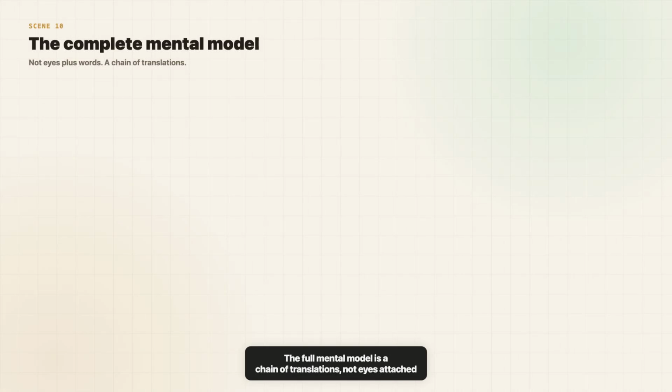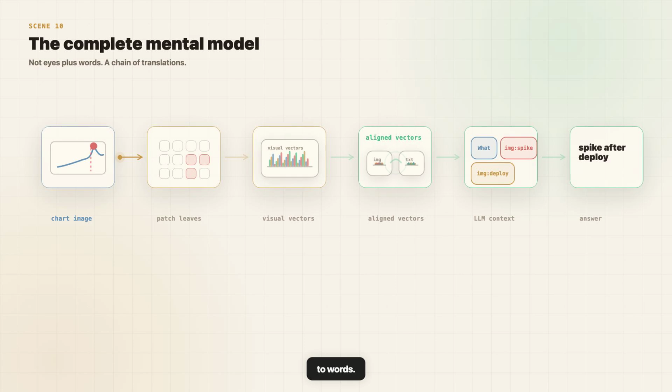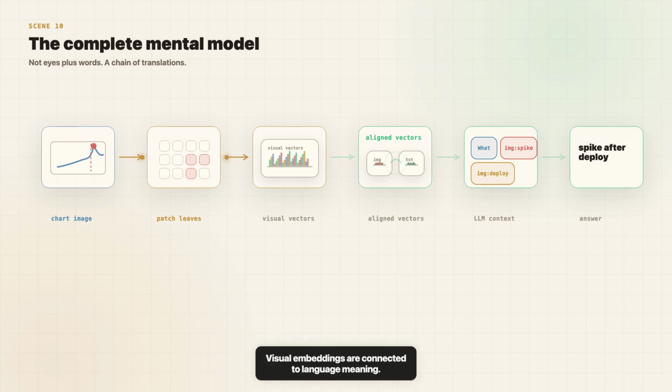The full mental model is a chain of translations, not eyes attached to words. The chart becomes patches. Patches become visual embeddings. Visual embeddings are connected to language meaning. A bridge reshapes them into LLM-compatible embedding tokens. Then the language model generates an answer conditioned on that context.